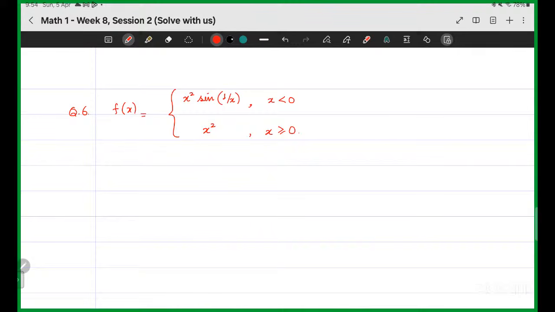Now, what about this function? What is the derivative at 0? Does the derivative exist? Is it differentiable? Is it continuous? Is the function continuous, first of all? Sir, it will be continuous. Is it differentiable? Yes, sir, it will be differentiable. How will I prove that it is differentiable?